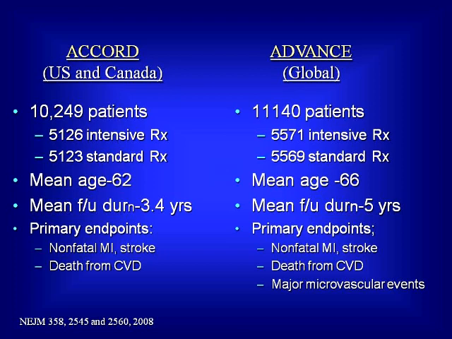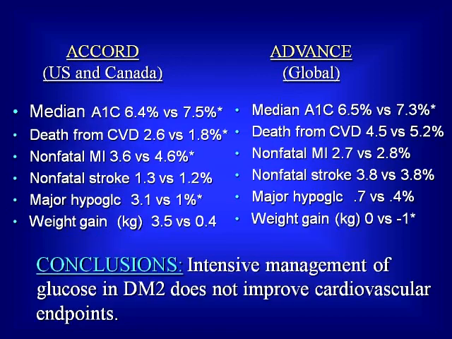They were followed for 3.5 years in ACCORD. That study was stopped for reasons I'll show you in a moment. In ADVANCE, for 5 years. And the endpoints were basically those of macrovascular disease. Now, how did it all sort out? When you look at the studies, these are they. The median A1C was improved in those patients on the intensified arm.